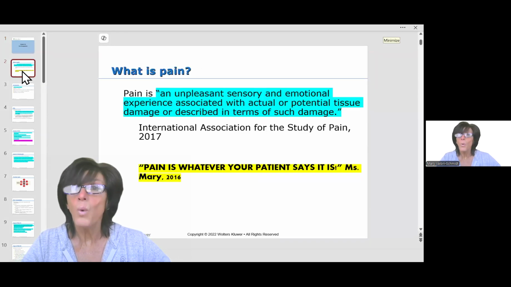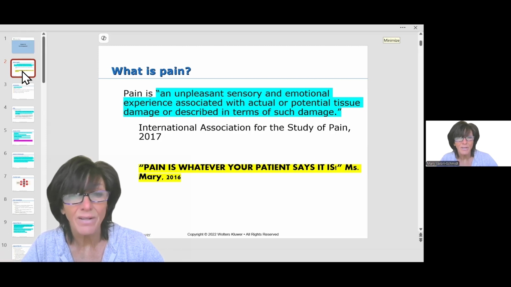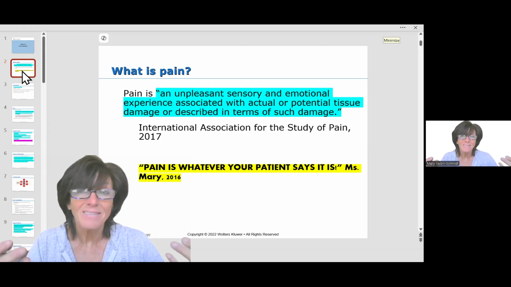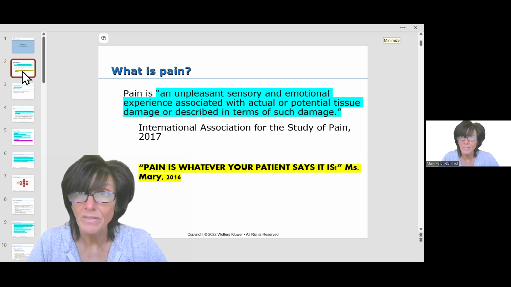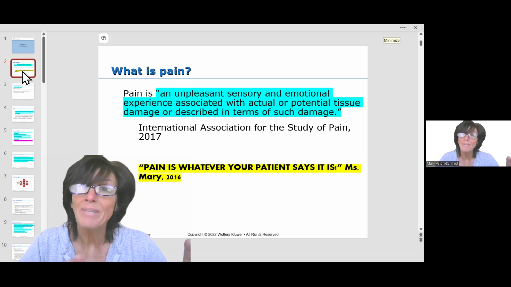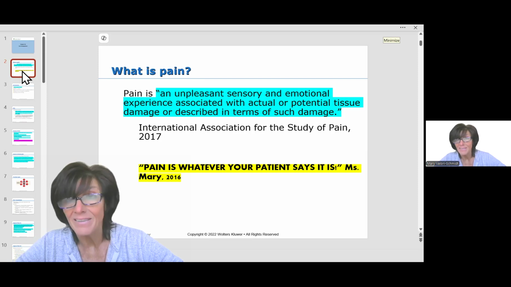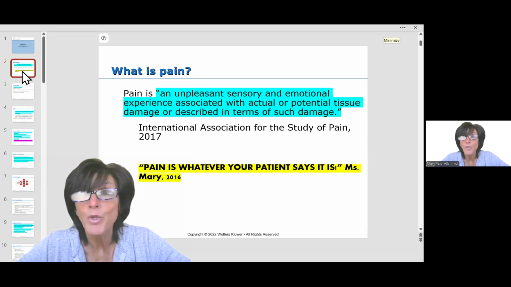All right. So, what is pain? Quote, and this is from the International Association for the Study of Pain, "an unpleasant sensory and emotional experience associated with actual or potential tissue damage or described in terms of such damage." End quote. What do I say? I've been saying this for years. Pain is whatever your patient says it is.